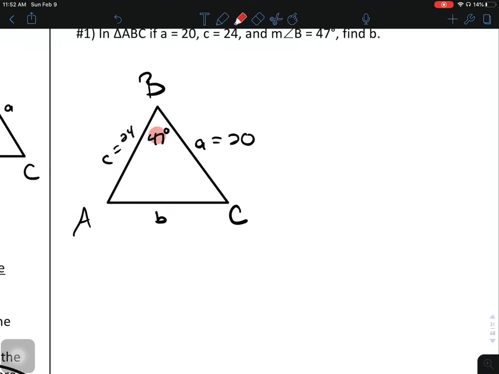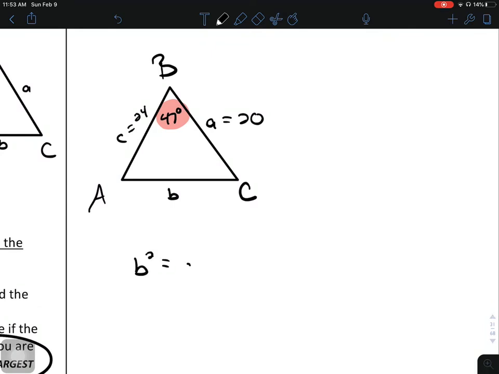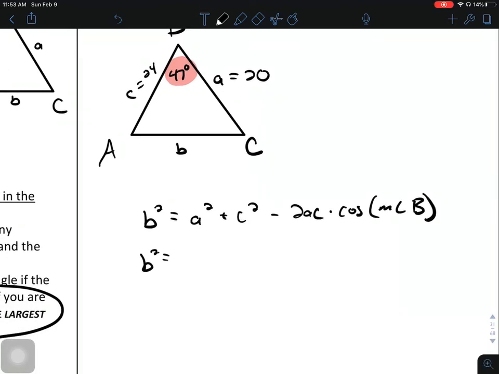So I would start with the angle that we're trying to find, which is 47. Let's measure angle B. So the law of cosines equation we're going to use is b squared equals a squared plus c squared minus 2ac times cosine of the measure of angle B. Every time you use law of cosines, you must write this equation out first, and then start plugging stuff in. We don't know what b is. We know a is 20. We know c is 24. Whoops, I left off cosine. We know the measure of angle B is 47.